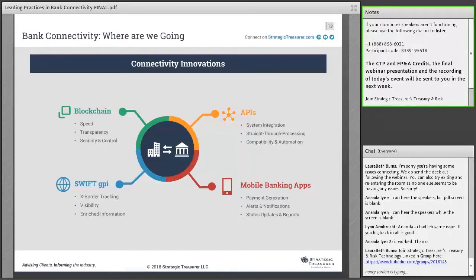There's also some regional solutions for better and faster payments. We don't just want payments to be faster, we want them to be better. And Swift GPI is a good example of a better payment, providing better information.